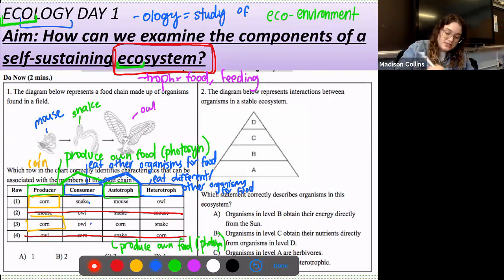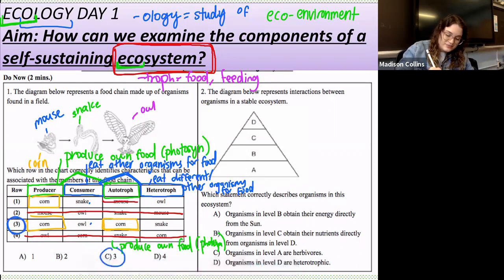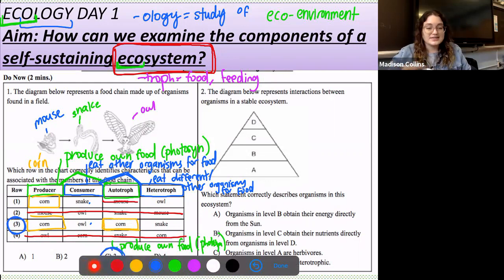So let's move on to the next. We're given autotroph. So again, these produce their own food through photosynthesis. So it's going to be the mouse, right? No, the corn is our only producer and our only autotroph in this example, which means row 3 is our answer. So corn is a plant that can undergo photosynthesis. It produces its own food. Therefore, it's a producer and an autotroph.